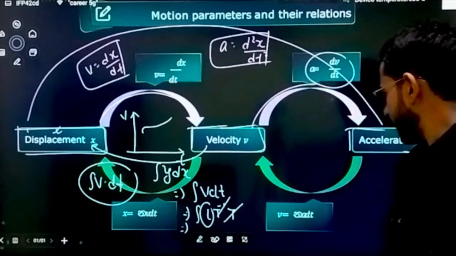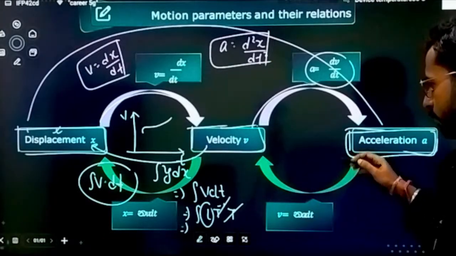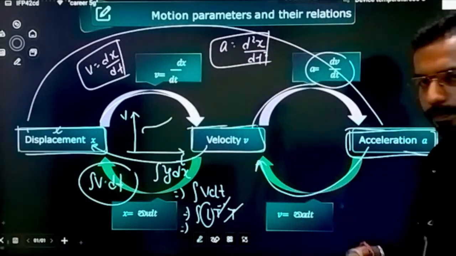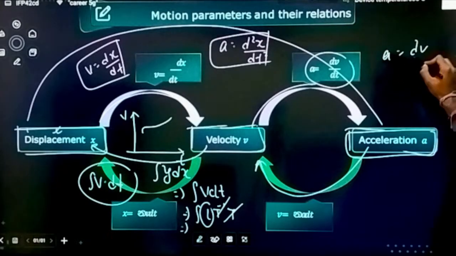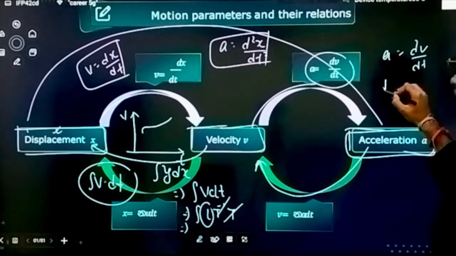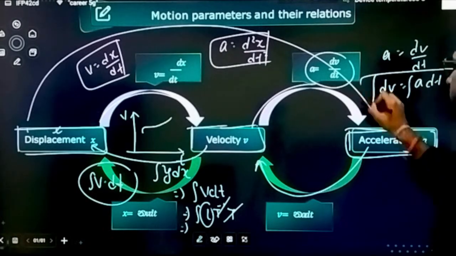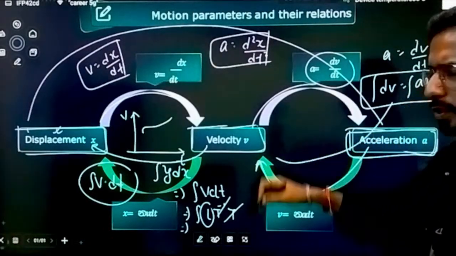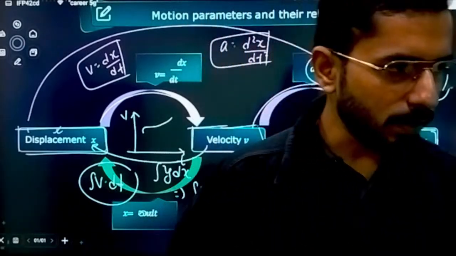Same way, let's suppose you have an acceleration. Mostly the curves will be given. From acceleration to velocity, if you want to reach, how will you reach? From here, there is a direct relation: a is equal to dv by dt. Correct. Now you want to reach velocity. How will you reach velocity? a dt, and integrate both sides. You know that differentiation and integration are reverse processes, so this is applicable here also.